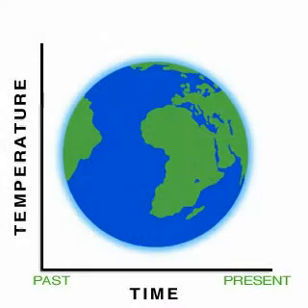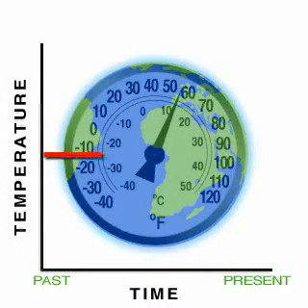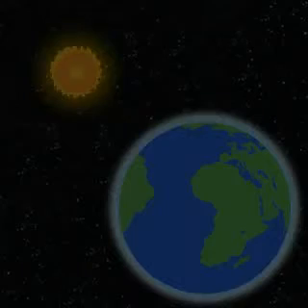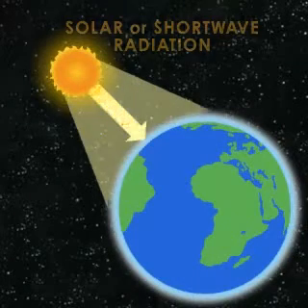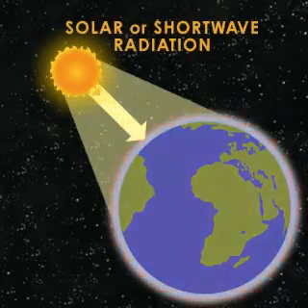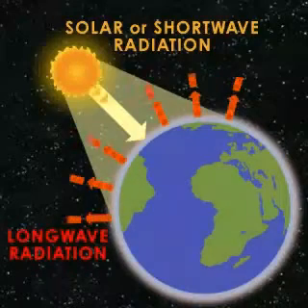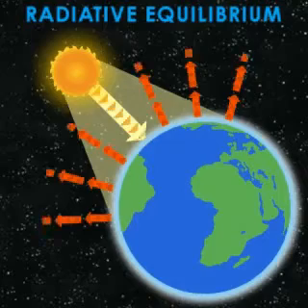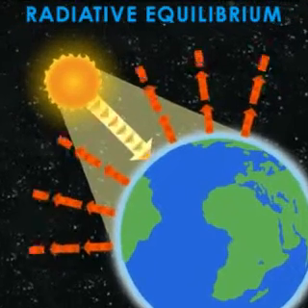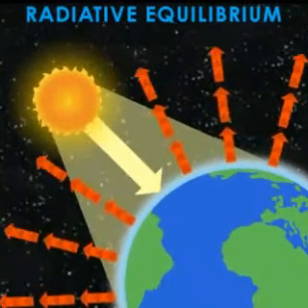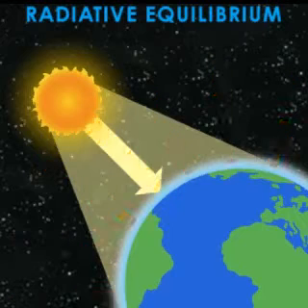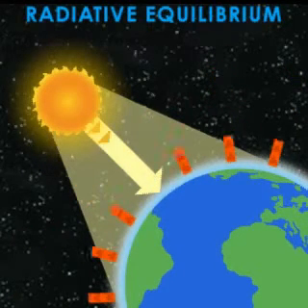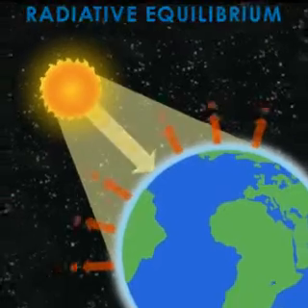Because of this equilibrium, the temperature of the Earth has been relatively constant over time. For scientists, this balance between the amount of solar radiation absorbed and the amount of long-wave radiation emitted by the Earth is known as radiative equilibrium. Radiative equilibrium tells us that the long-wave radiation emitted by the Earth will equal the amount of solar radiation that is absorbed by the Earth.